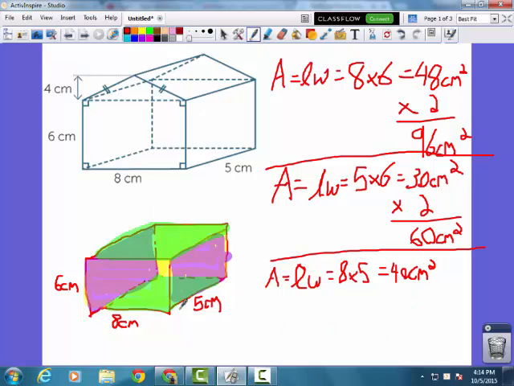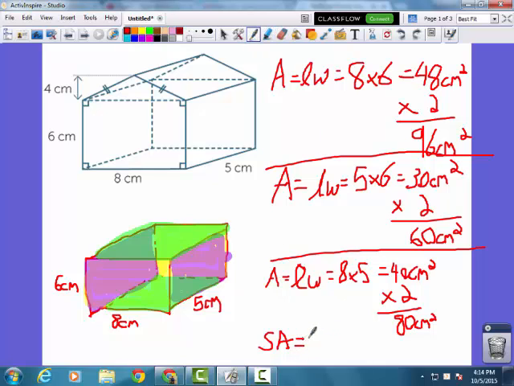Again, the top piece here is an 8 by 5, which means it's 40 centimeters squared, but it's not by itself. It has a mirror on the bottom here, so we multiply that by 2 to get our total of 80 centimeters squared. So our total surface area for this whole rectangular prism is going to be the sum of these three parts: 96, 60, and 80. These are my front and back, these are my left and right, and these are my top and bottom. All 6 sides of the rectangular prism. Add them up and you get your total.